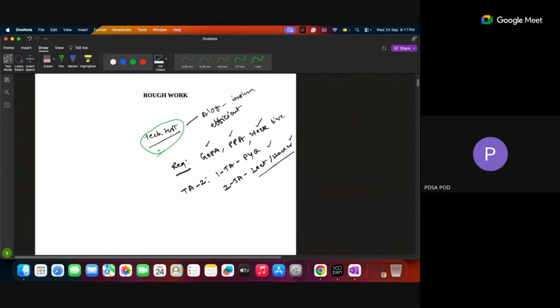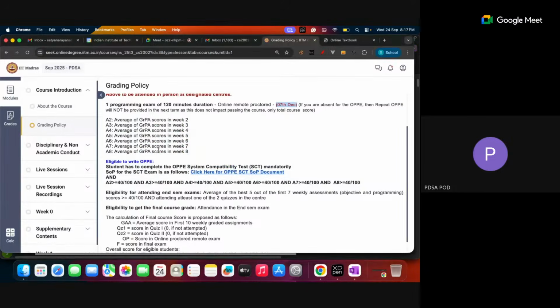So this is why we strongly recommend that students don't think OPP is not needed just because they lack the eligibility for the end examination. Make sure that you go with OPP. Is it clear? Any doubts about OPP?